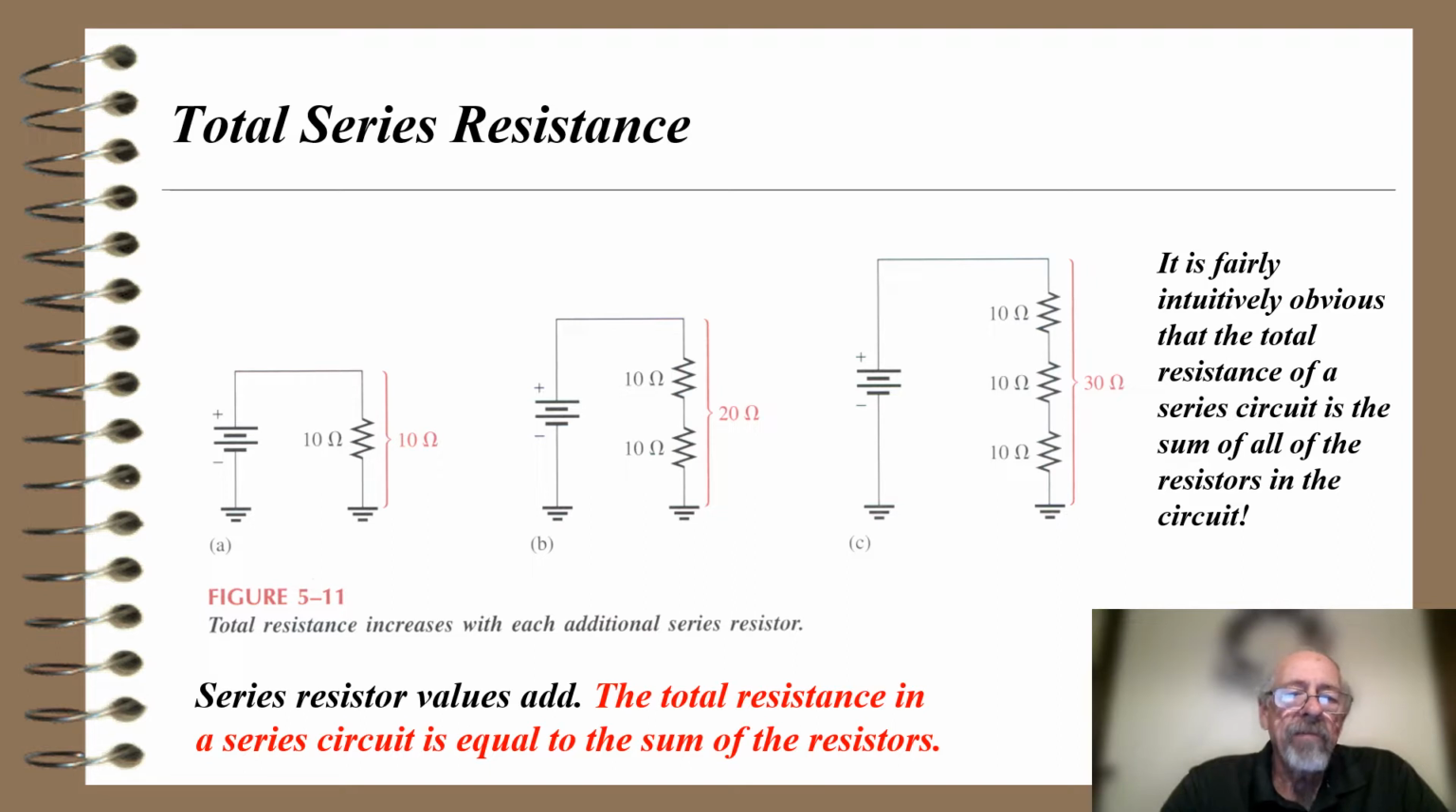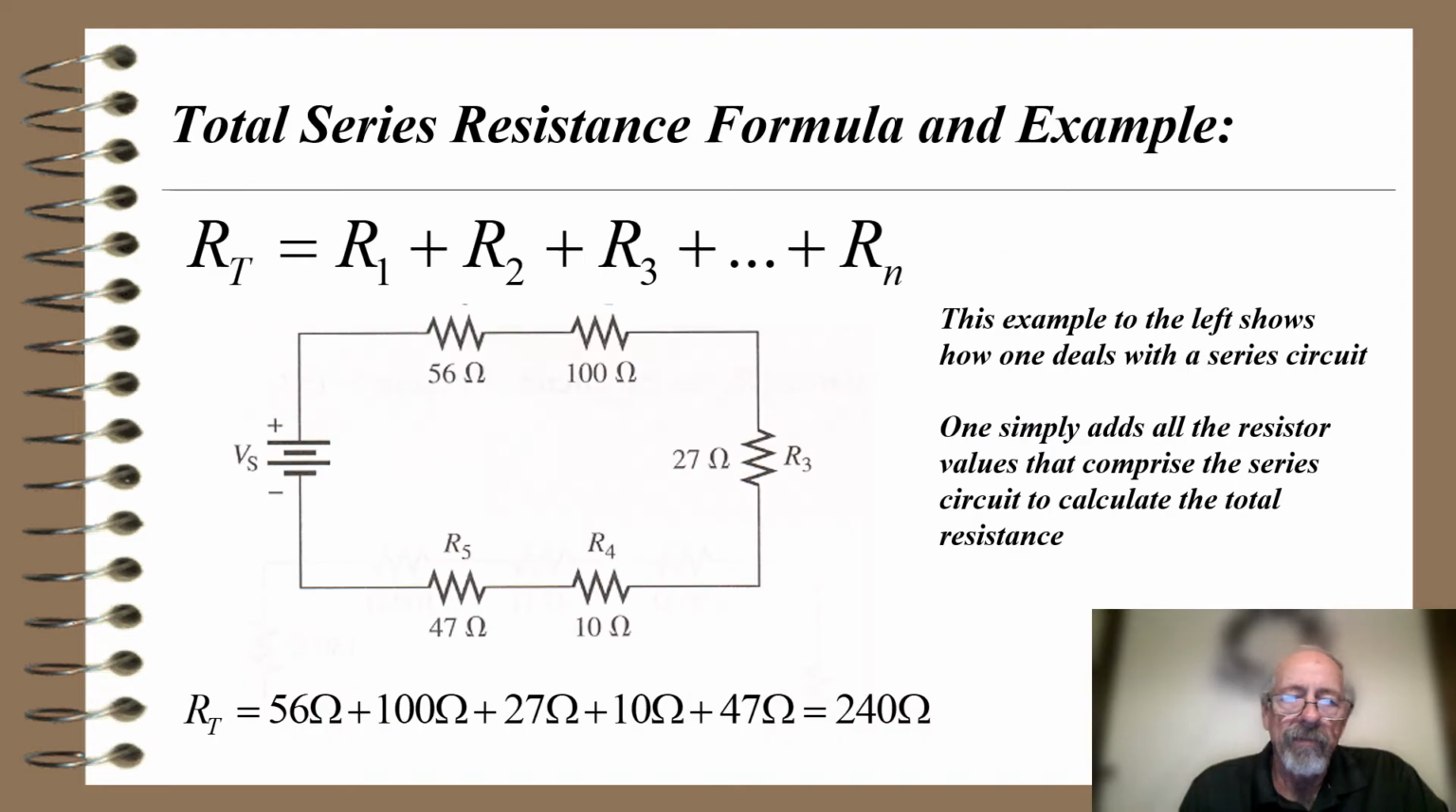That's because 20 feet of wire was 2 times more resistance than just 10 feet of wire. In these diagrams, A, B, and C, the first one on the far left has a 10 ohm resistor. In the middle one, we have 2 10 ohm resistors, and we indicate the total resistance there would be 20 ohms. And the one on the far right, we have 3 10 ohm resistors, indicating a total resistance of 30 ohms. So series resistor values add. The total resistance in a series circuit is equal to the sum of the individual resistors.